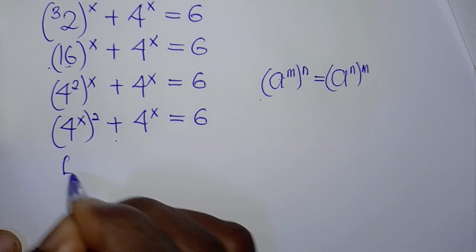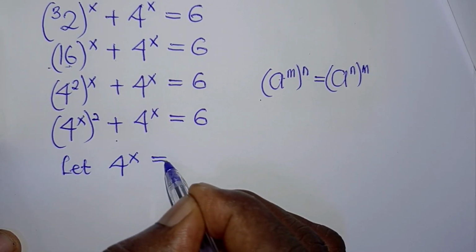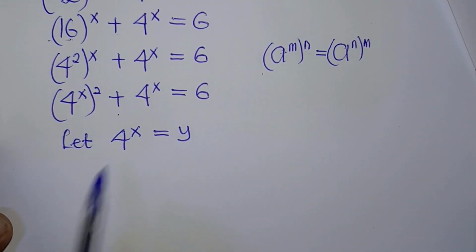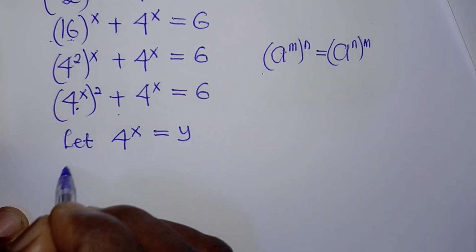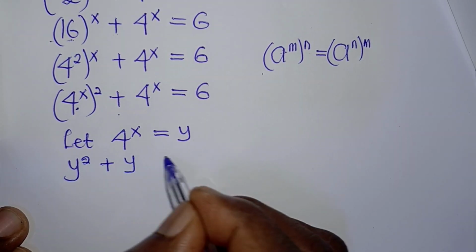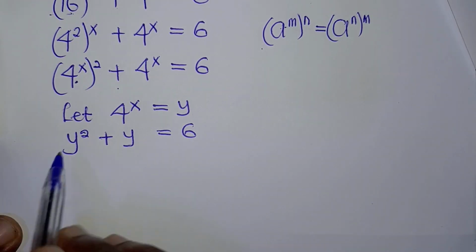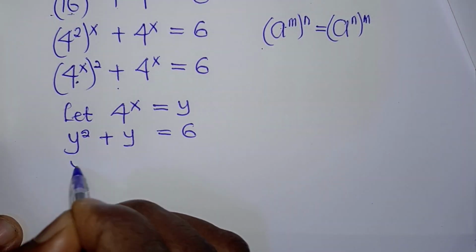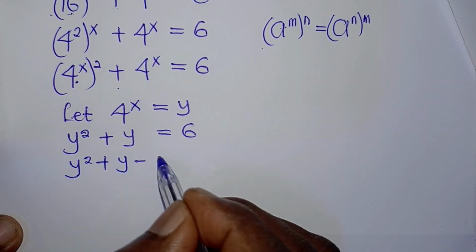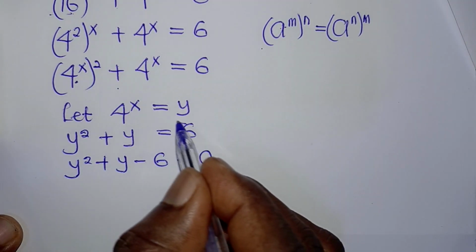So you can say let 4 to the power x equal, say, y. So in place of 4 to the power x, we put in y, so we have y squared plus y equals 6. So let's solve for y. Solving for y, we write this one as y squared plus y minus 6 equals 0, where we have taken the 6 to this side.